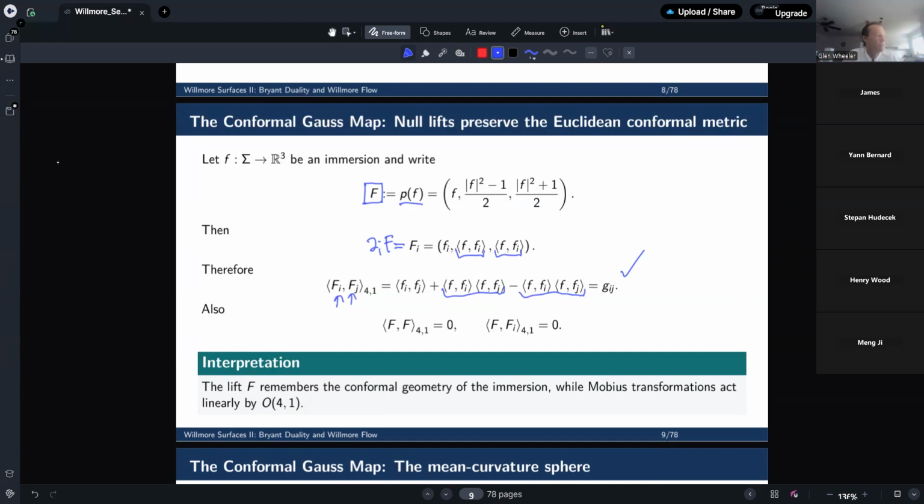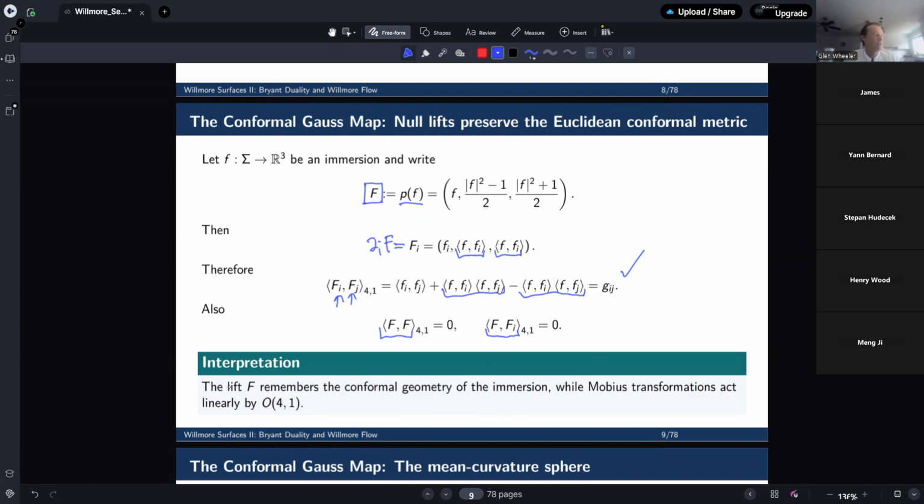Now, by construction, just from the calculation that we saw above, we already know that F has zero length, right? Because that's the way we constructed it. And we can also calculate that it's orthogonal to its derivative. This is just an explicit calculation. Just use the definition of the inner product and some algebra, and it's going to work very nicely.